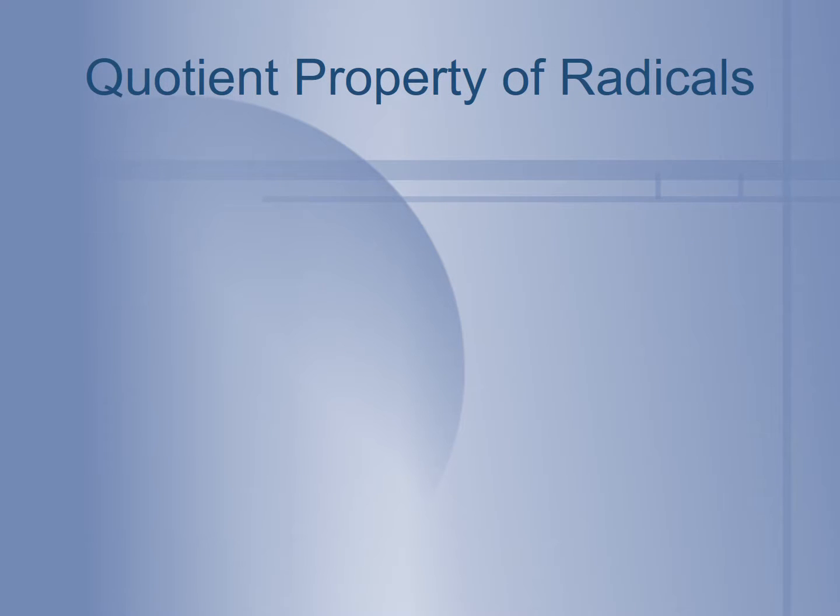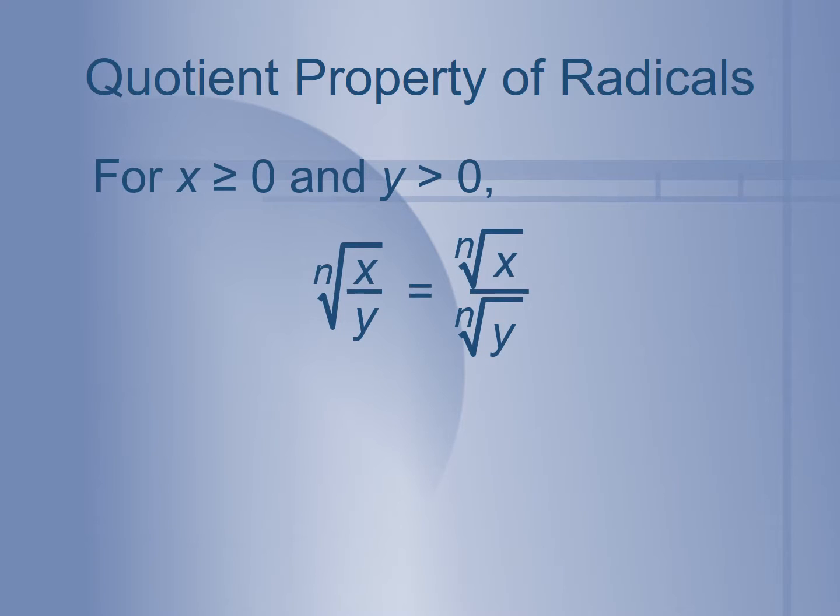Now the quotient property of radicals says that if you have a quotient in the radicand, you can separate that quotient and take the root of the numerator and then the same root of the denominator. So see how this just became one root, and then that root became the root of the numerator and then the root of the denominator.